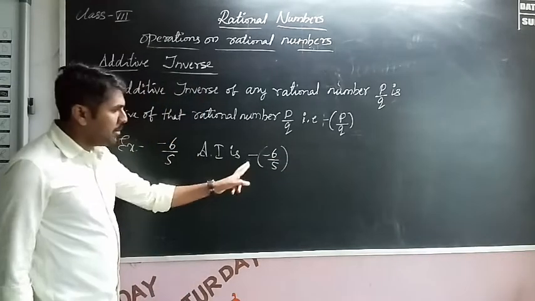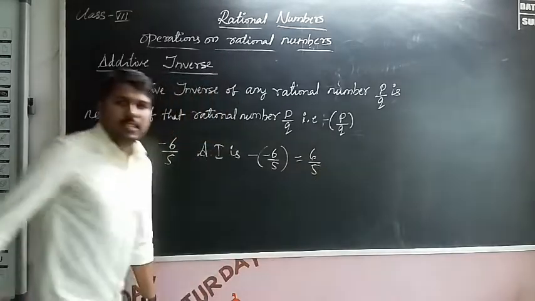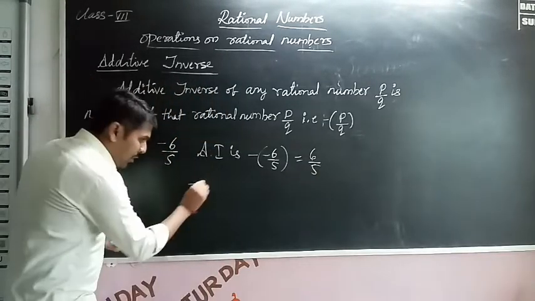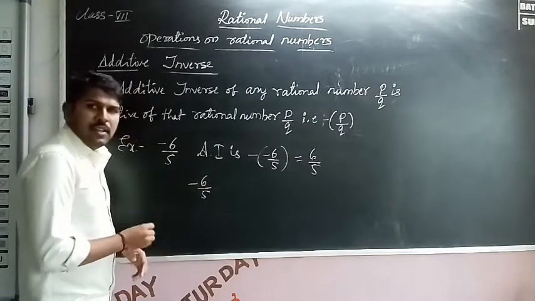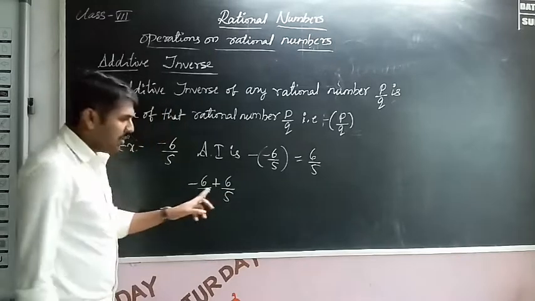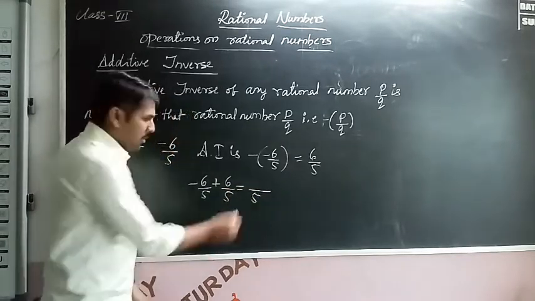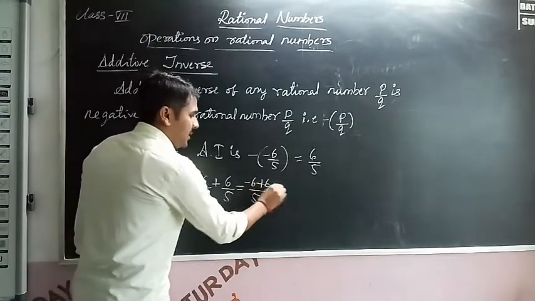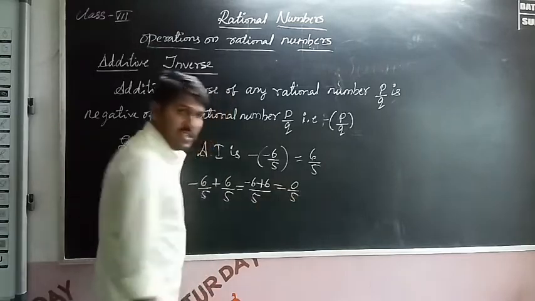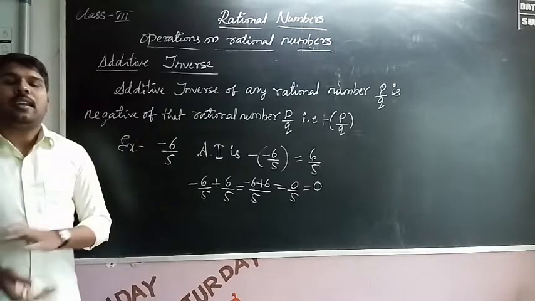So multiply minus into minus, plus. So you get 6 by 5, isn't it? 6 by 5 is the additive inverse of minus 6 by 5. Right? If you add those two rational numbers, the result will be 0. So minus 6 by 5 plus 6 by 5. So add it, 5 as the denominator, minus 6 plus 6. What will we get as the answer? Minus 6 plus 6 is 0. 0 by 5 is 0. So this is the additive inverse of any rational number.